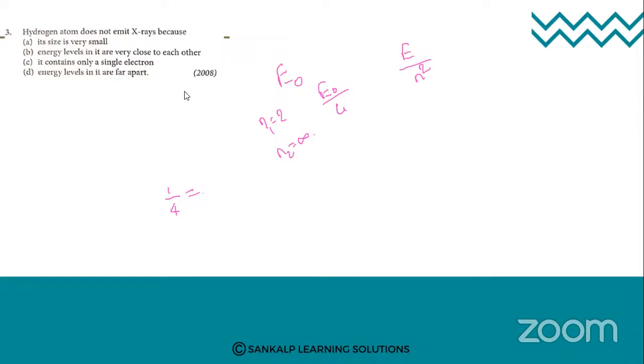Yes, hydrogen atom does not emit X-rays because, option C, it contains only a single electron. Its size is very small, and energy levels in it are far apart. Yes. So the option will be, that is why hydrogen atom does not emit X-rays, because of option C. It has only a single electron. See the next question.